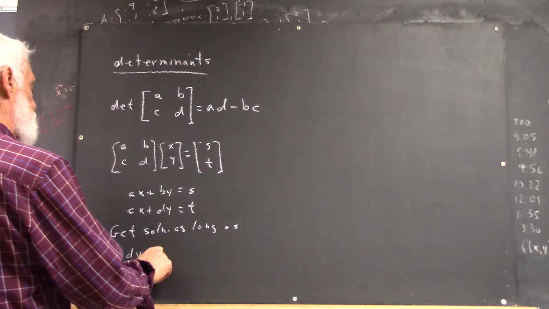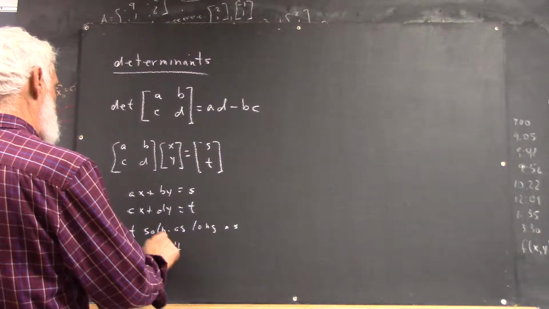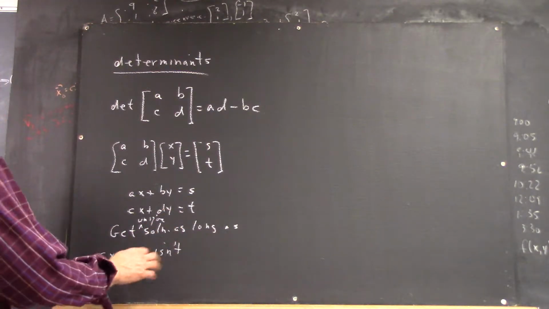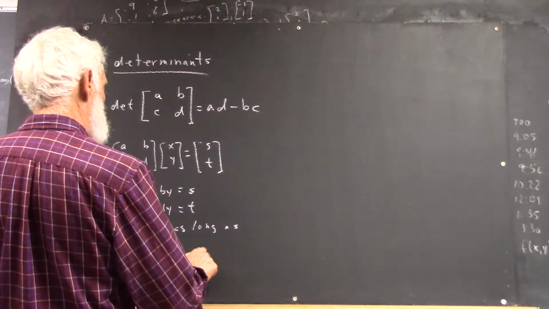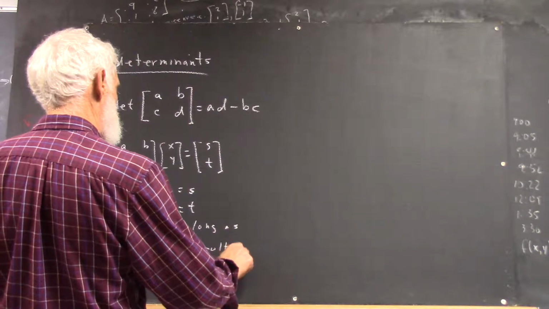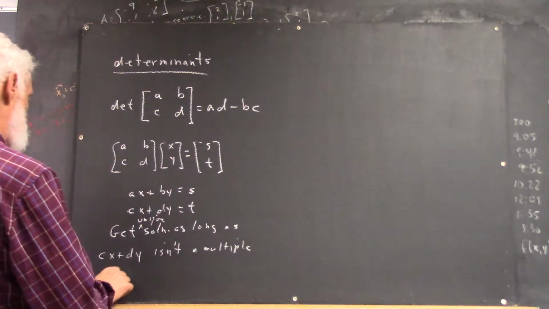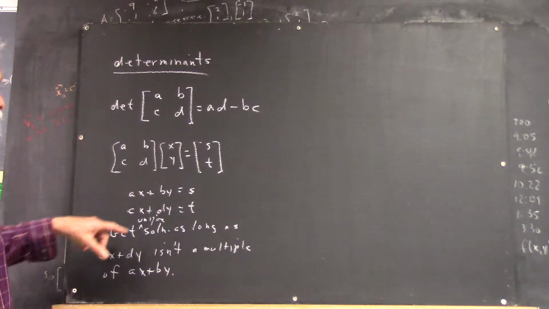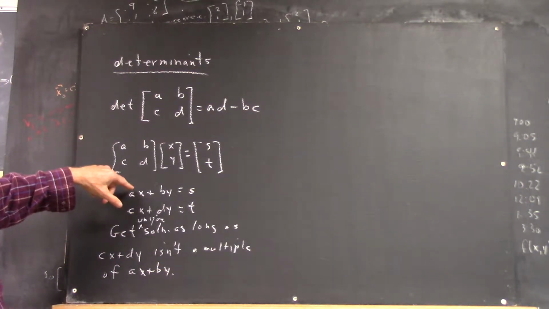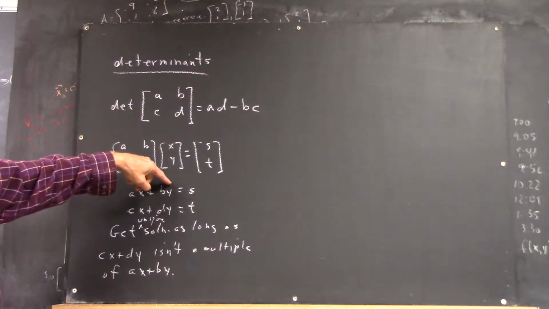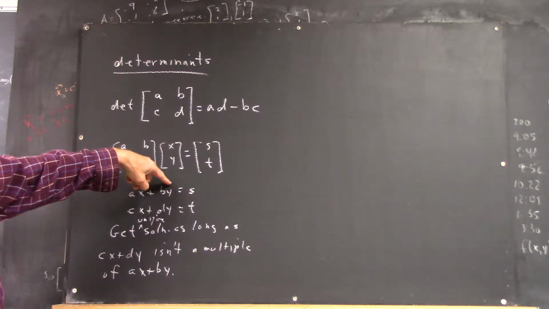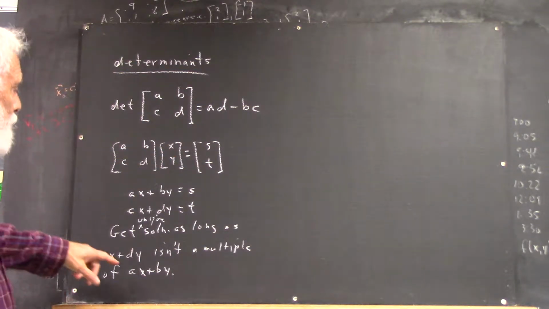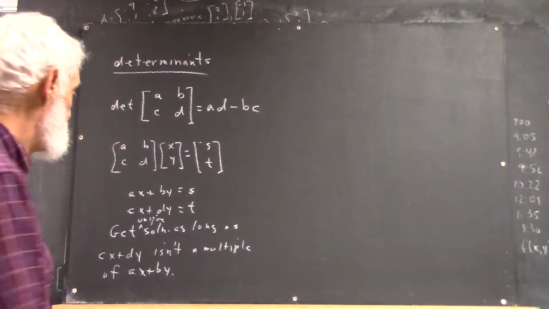as long as Cx plus dy, and I say you get a unique solution, as long as Cx plus dy isn't a multiple of Ax plus By. Because if this is a multiple of this, then when you eliminate x, you're also going to eliminate y. Okay? And, well, this isn't a multiple.